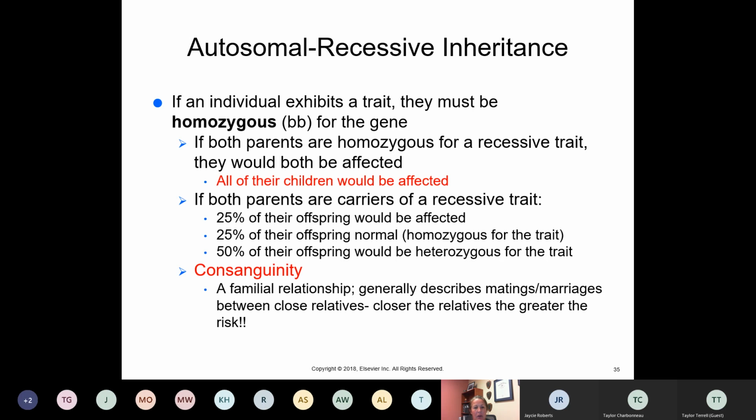Consanguinity, I have a hard time saying that word. This is what they call a familial relationship. Generally this describes when families mate or marry between close relatives, and the closer you are to that relative, the greater the risk. As you guys probably know, if a brother and sister, which is a horrible thing to even think about right now, were to mate and have children, there's a really good chance of some genetic problems there, because the closer you are, the greater the risk.